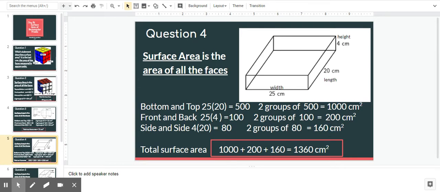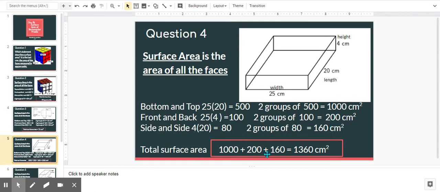So there's just a lot to keep track of. That's why you need to write this down, right? That you keep track of each face. What dimensions are you using? What's the area? And that you double the top to get the top and the bottom, the front to get the front and the back, the side to get the 2 sides. And then we just add these all together.